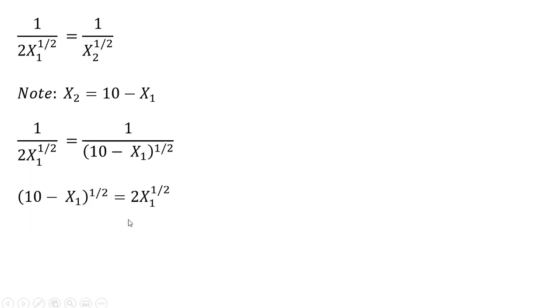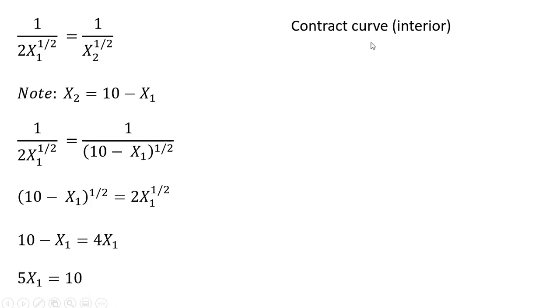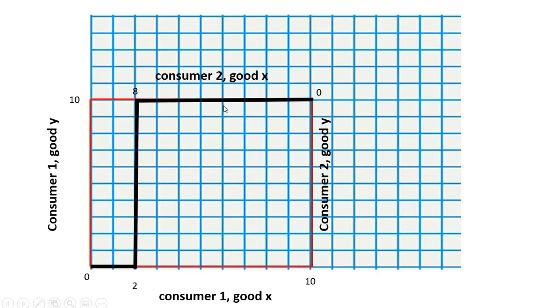So multiplying through and squaring both sides and solving for X, we'll get our contract curve, or at least the interior solution to that. So 10 divided by 5, X equals 2. And now let's go ahead and graph that.